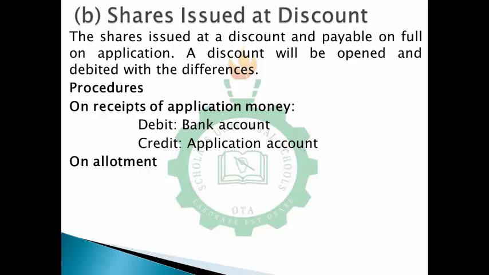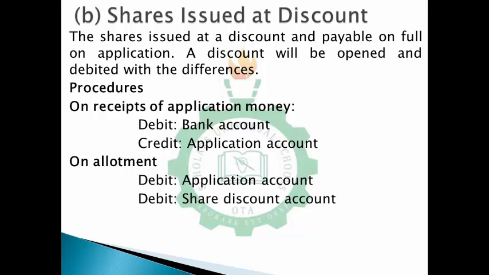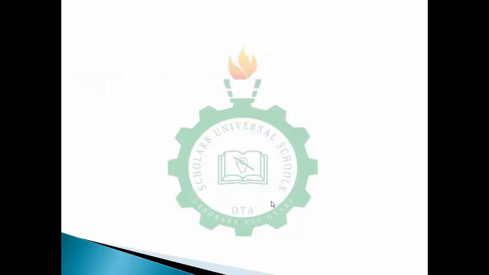So what is happening this time around is that you will have to debit the difference to the discount account. You debit your applicant account with the amount the applicant has paid, which falls short of the face value of the share. Then you debit the difference to the share discount account, and you credit the ordinary share capital account. All right. So if you understand this procedure so well, can we practice this question together?